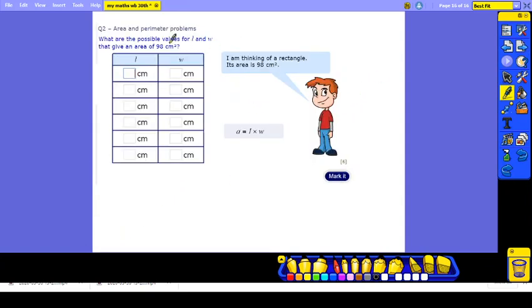Let's have a look at the next question, where it talks about area and perimeter problems. Remember, area is just the length times the width. So what are the possible values for length L and width W that give an area of 98? I'm trying to find 2 solutions, or 2 possible sides that would multiply together to make 98. So 98 is the same as what times what?